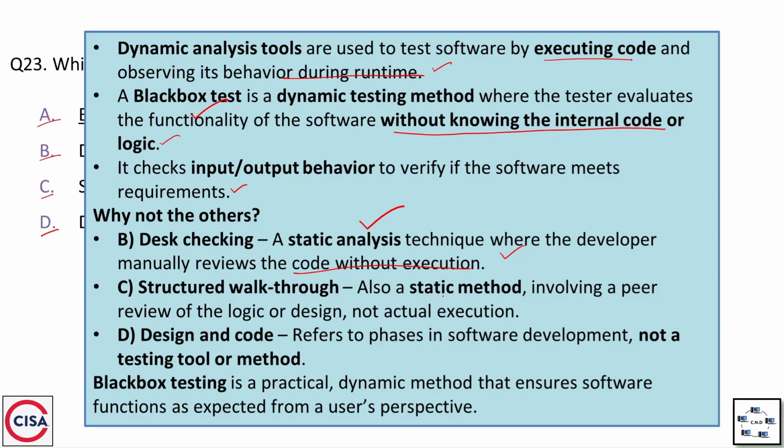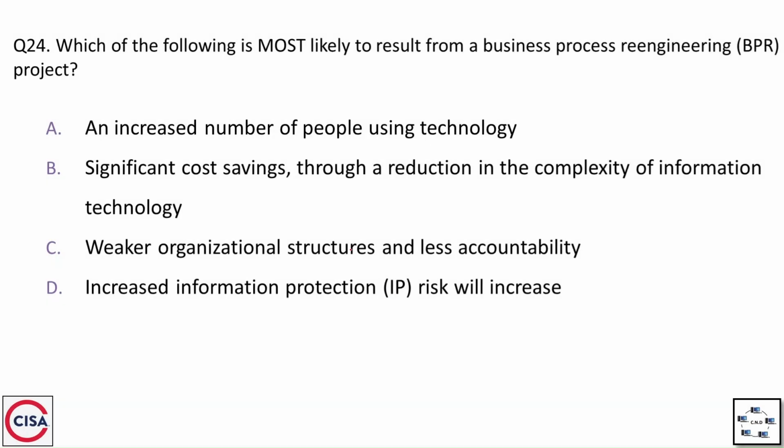Structured walkthrough, also a static method, involves a peer review of the logic or design, not the actual execution. Design and code refers to phases in software development and not a testing tool or method. So black box testing is a practical dynamic method that ensures software functions as expected from a user's perspective.